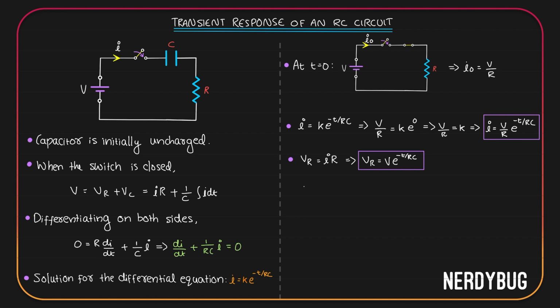Let us also find an expression for VC, the potential across the capacitor. We know applied potential is the sum of potential across the resistor and that across the capacitor. So potential across the capacitor will be V minus VR, or we can write V minus V e raised to minus t by RC. Let us take V in common. So we get Vc is equal to V multiplied by 1 minus e raised to minus t by RC.